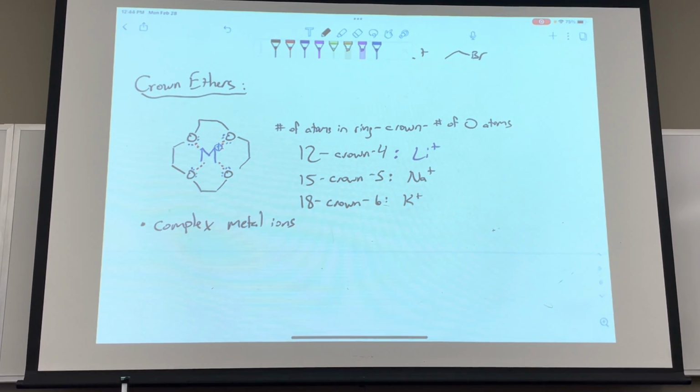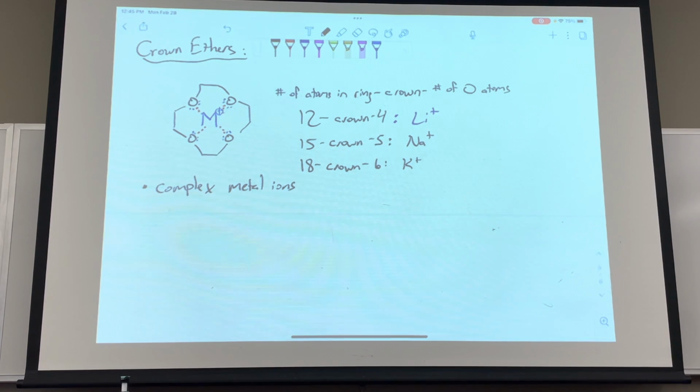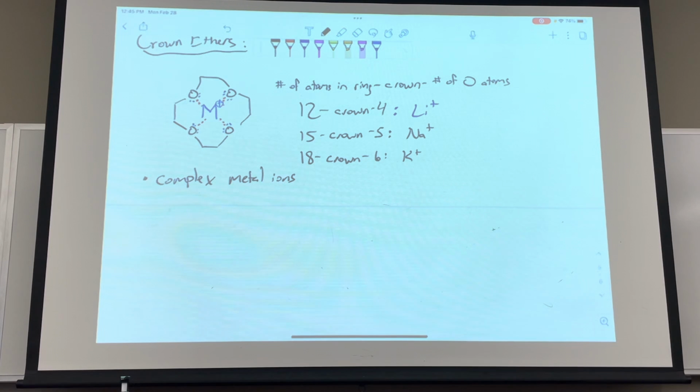So who cares? Why would I ever need to complex a metal ion? This is more of a logistical thing. So imagine for a minute this. Let's say we were going to do a simple oxidation. Let's say we were going to do, I don't know, benzyl alcohol, and we're trying to oxidize this to benzoic acid.